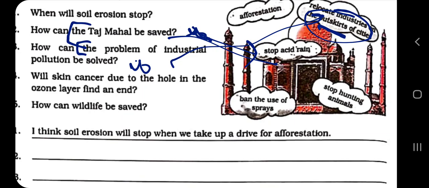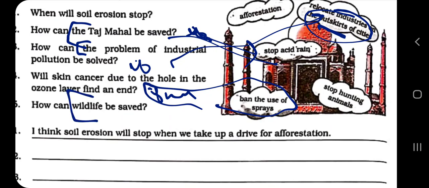Will skin cancer due to the hole in the ozone layer find an end? Skin cancer due to the hole in the ozone layer will find an end if we ban this one. How can wildlife be saved? Wildlife can be saved if we stop hunting.